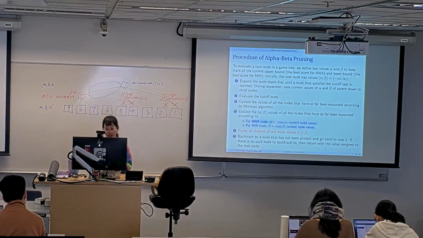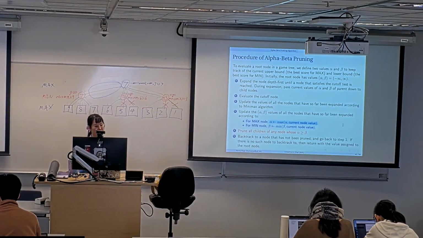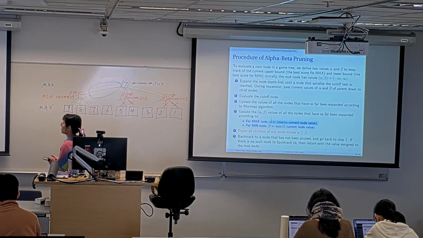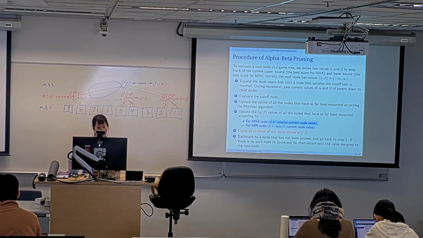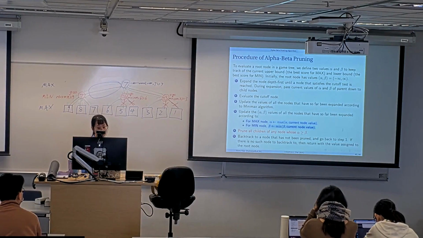If it's a max node, then alpha should be updated to the max between alpha and the current node value. So that means if the node value is already updated, then if it's a max node, the alpha should also be updated this way. It will be updated between the old alpha value and the current new value of this node. And if it's a min node, then the beta should be updated.